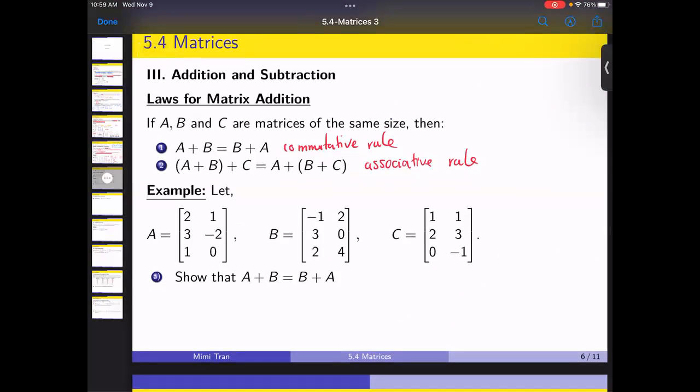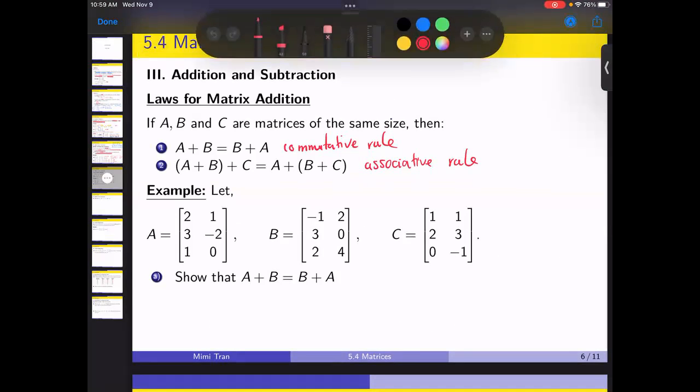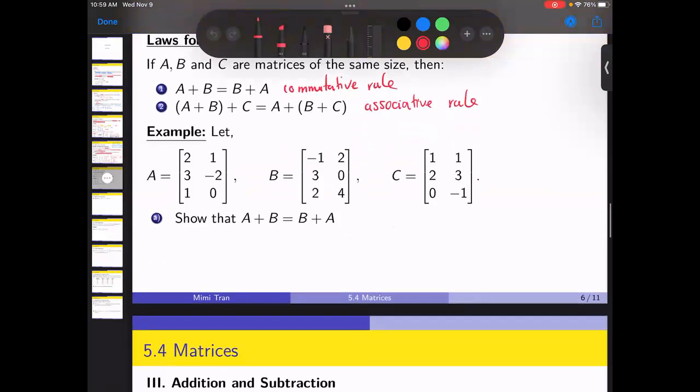Are they the same? Yes. All right. This time I can show you with the calculator. A plus B. Let's do A plus B. 2 plus negative 1 is 1. 1 plus 2 is 3. 3 plus 3 is 6. Negative 2 plus 0, then 1 plus 2, 0 plus 4. Thank you. Bonus check mark for you. Easy one. All right, so that's A plus B.